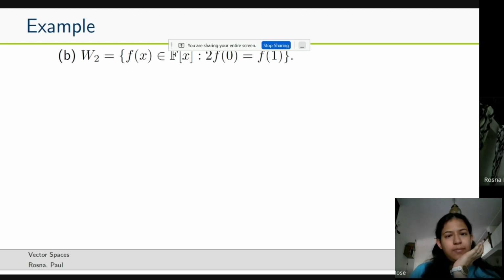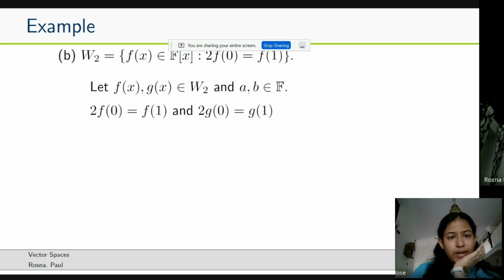So we use the same method. We take two elements, f and g, from W2 and two scalars. By the property of W2, we know that 2 times f of 0 equals f of 1 and 2 times g of 0 equals g of 1. First, we can also check whether the additive identity exists. For example, if you take the zero vector, 2 times the zero vector is the same as f of 1, which is again 0. So that will not make any issue.